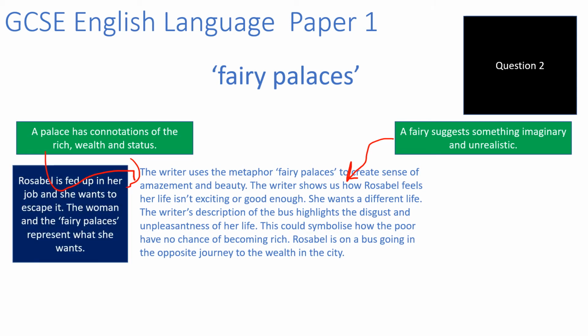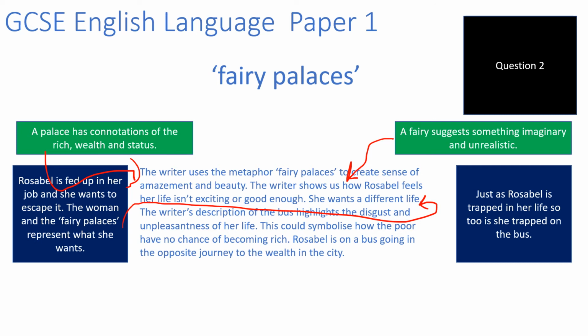The next thing we can do is add depth to what we're trying to say and the reasons. So here, Rosabelle is fed up in her job and she wants to escape it. The woman and the fairy palaces represent what she wants. And so here I'm adding more reasons and expanding on a point. So she wants a different life. How do we know that she wants a different life? Well, in the rest of the story she's unhappy because she's in a job she doesn't like, selling hats, and there's another woman that she's jealous of, and they represent what she wants to be.